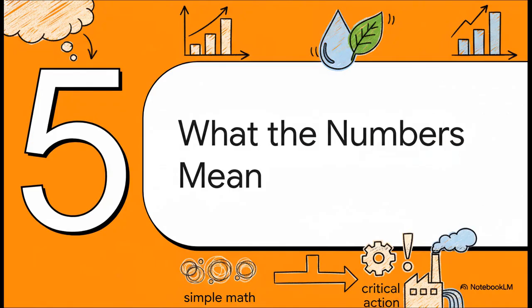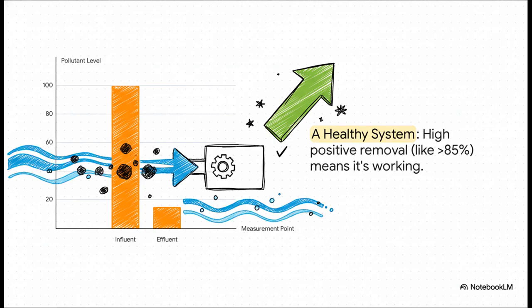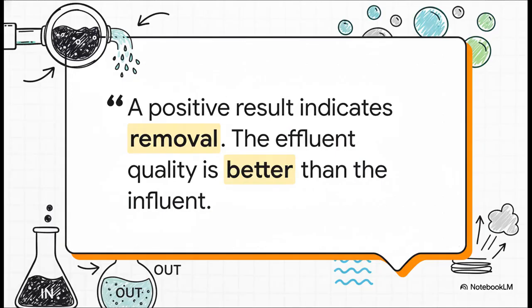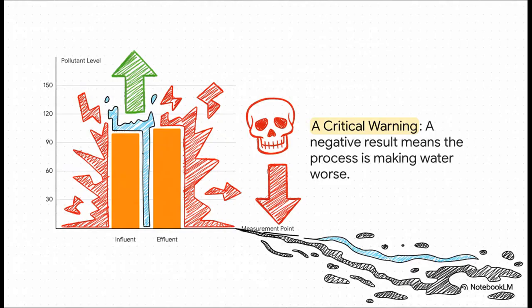So we have the numbers, but what do they really mean? This is where that simple math translates into critical, real-world action. When you get a high positive number, like that required 85% or more, that's the sign of a healthy system. It means a ton of pollutants are coming in, very little is going out, and the process in between is working beautifully to clean that water. At the end of the day, a positive result just means removal is happening. It means the water leaving the plant is cleaner than the water that came in, and that, of course, is the entire goal. But what happens when you get a negative number?